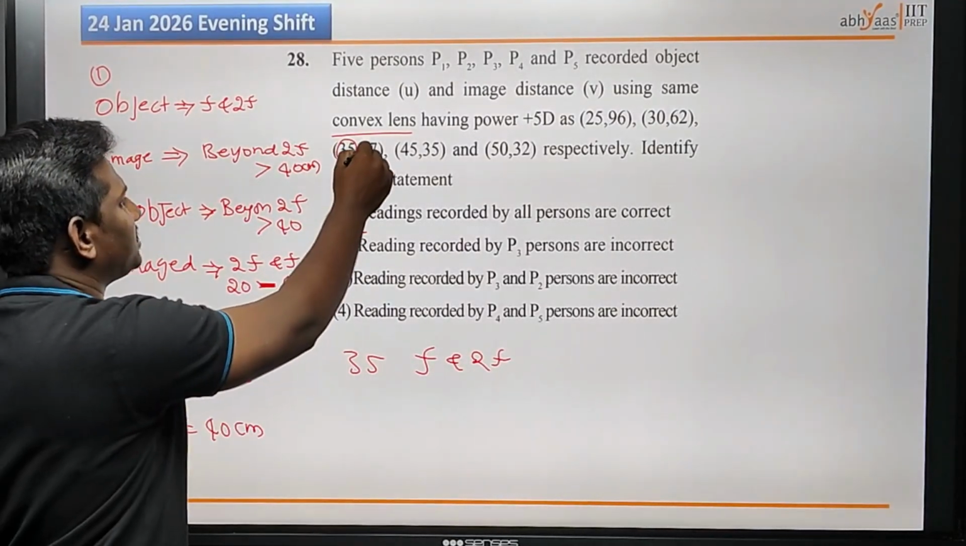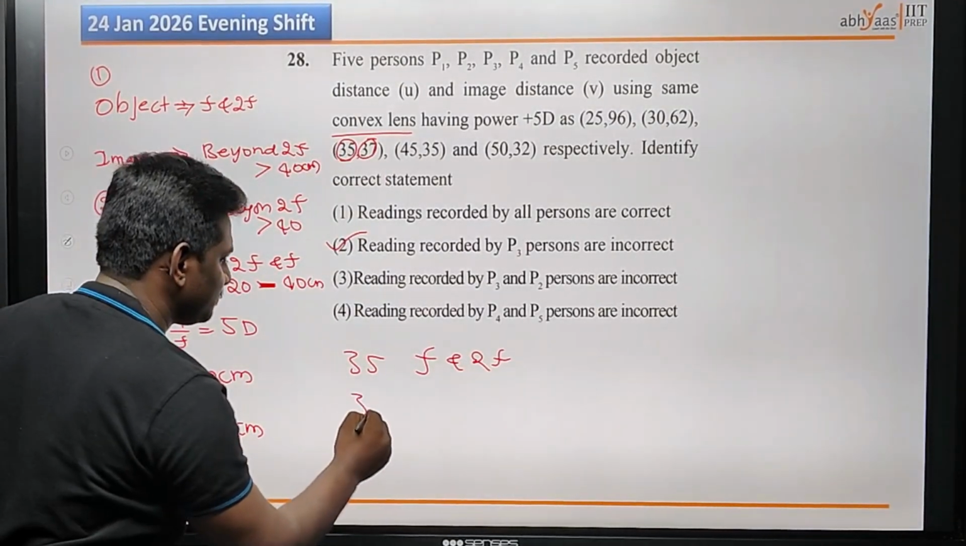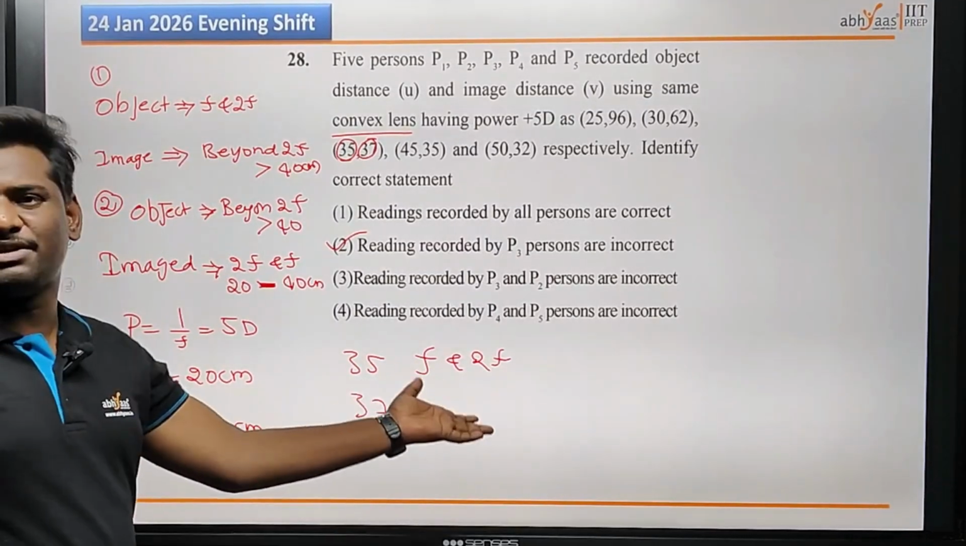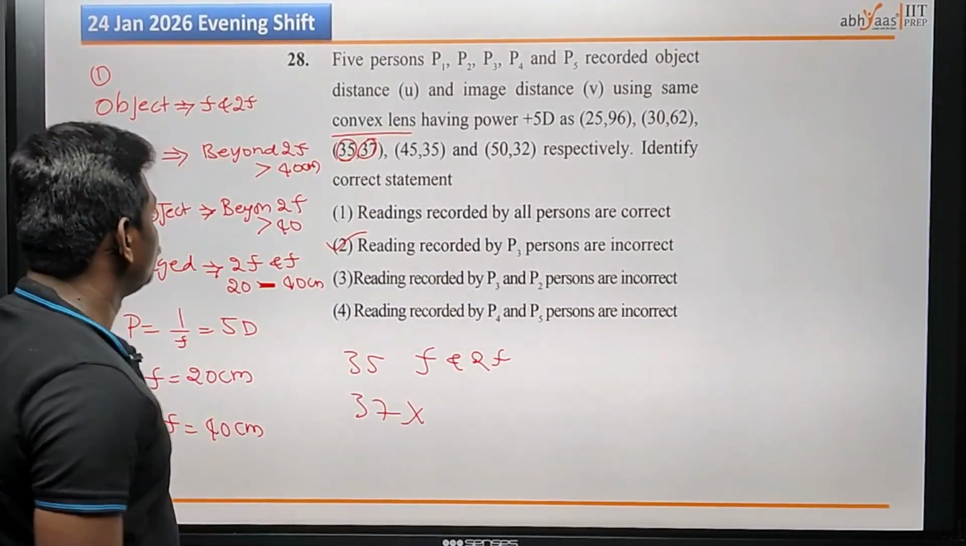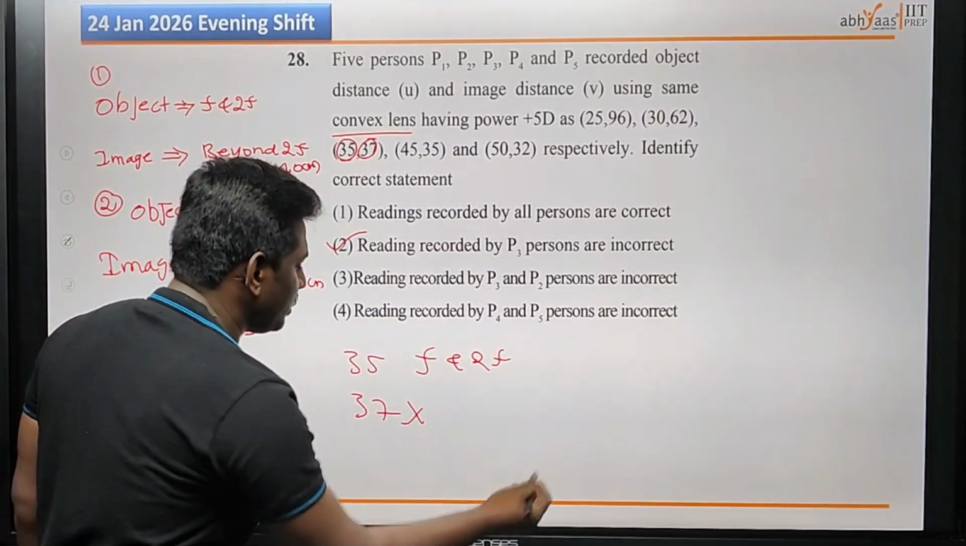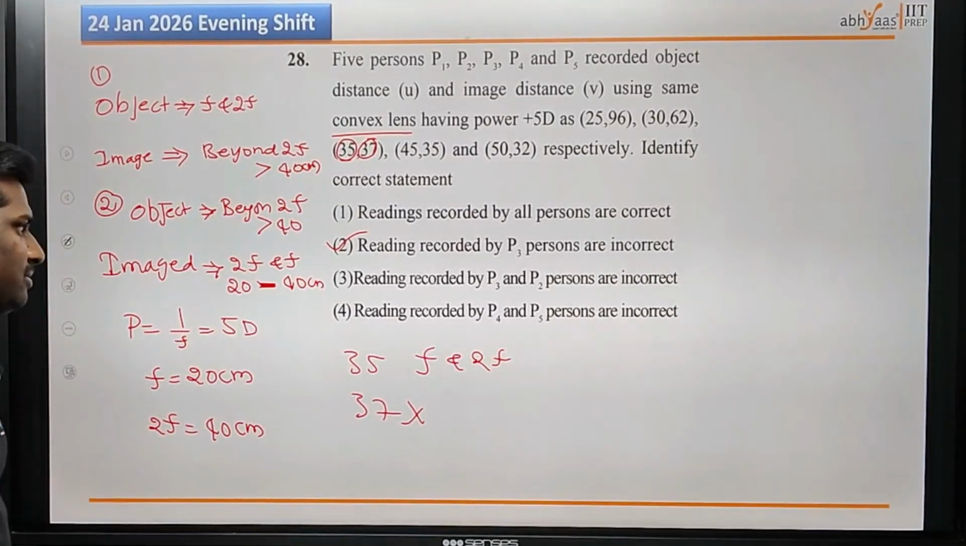What is the image distance? That is 37. 37 also is between F and 2F. This is wrong. You must add beyond F, that is greater than 40 centimeters. That is the condition here.